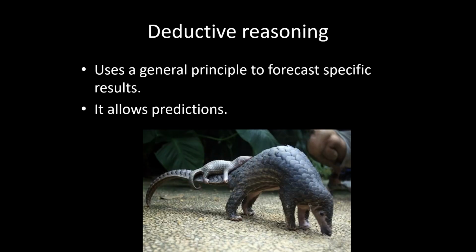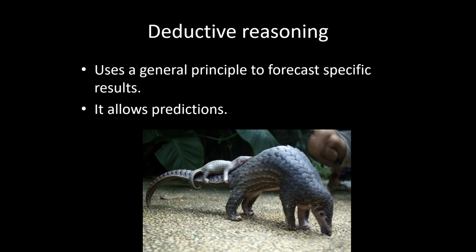Okay, so we talked about inductive reasoning. That was forming generalizations based on your past experiences. Now we're going to talk about deductive reasoning. What deductive reasoning does is it takes the next step from inductive. Where in inductive reasoning you were making a generalization based on the past, deductive is, based on that stuff, make a prediction about the future. So deductive reasoning allows that prediction.